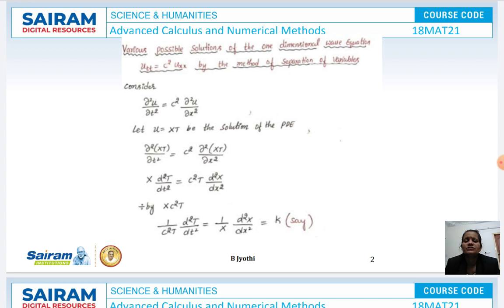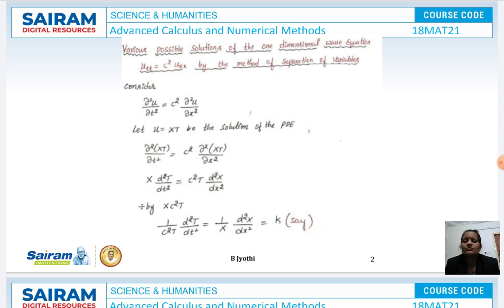Let us substitute this u in the solution we have assumed. ∂²(XT)/∂t² is equal to c square into ∂²(XT)/∂x². Since T is a function of small t, let us take X, which is a constant, outside, then X into ∂²T/∂t² is equal to, on the right hand side, capital T is a constant because capital X is a function of small x, so that is equal to c square T into d²X/dx².